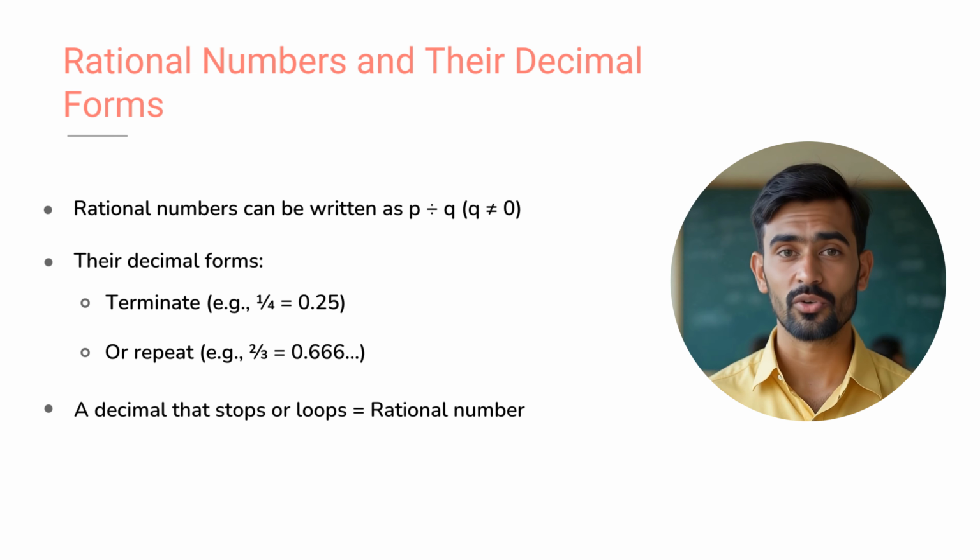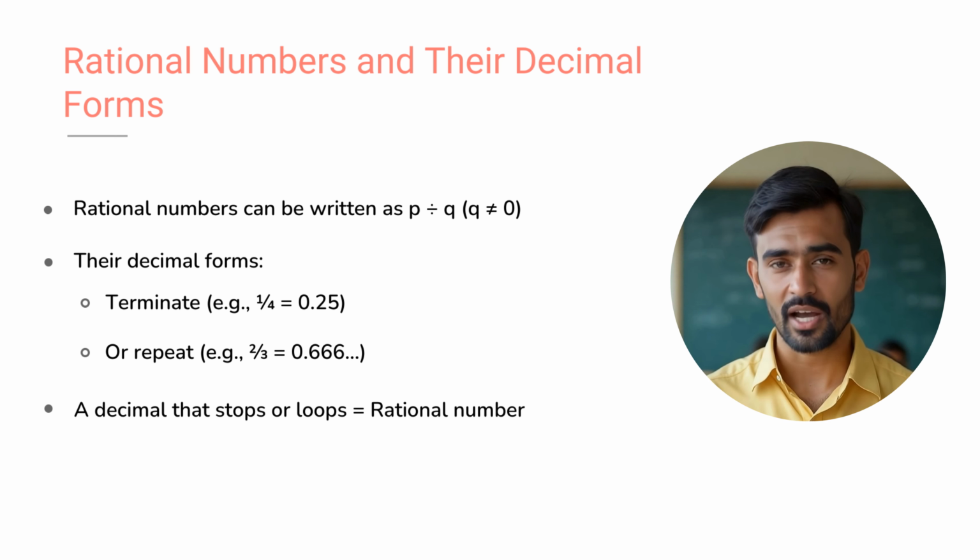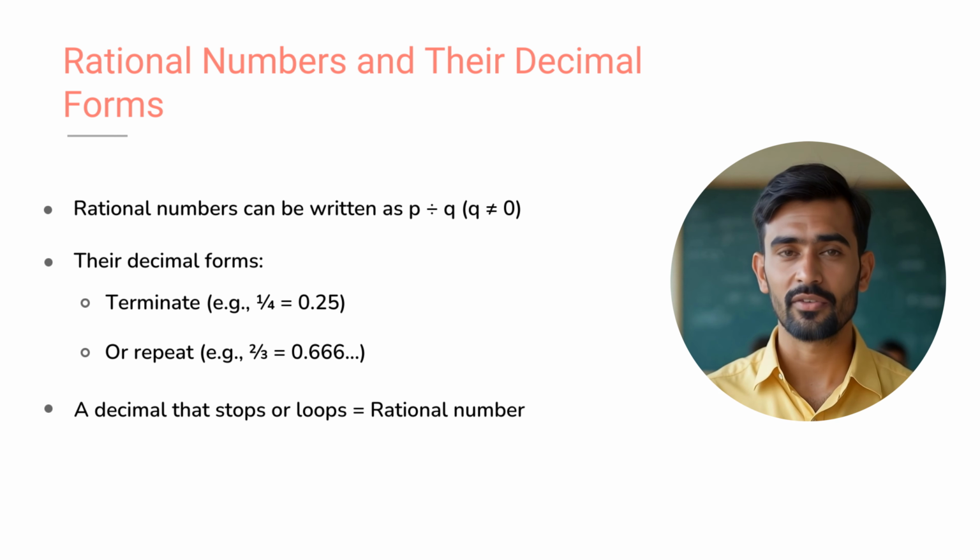Let's zoom in on rational numbers. Remember, a rational number is any number that can be written as p divided by q, where p and q are integers and q isn't zero. Now here's something cool. Every rational number has a decimal that either terminates or repeats.